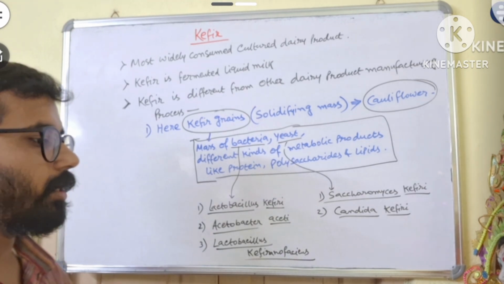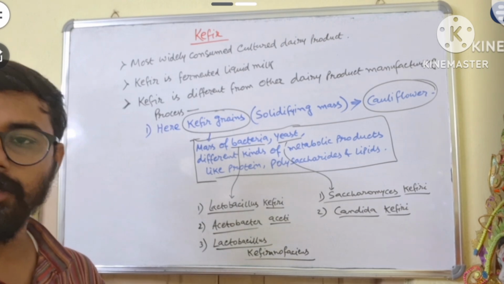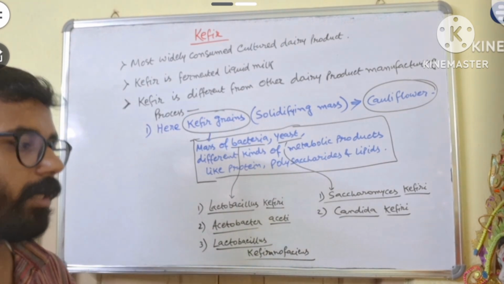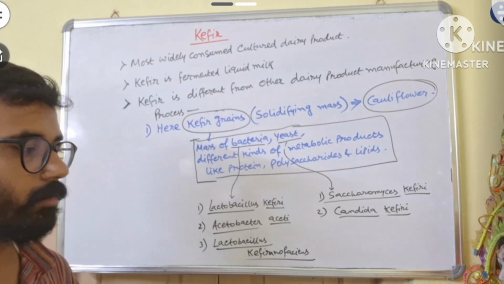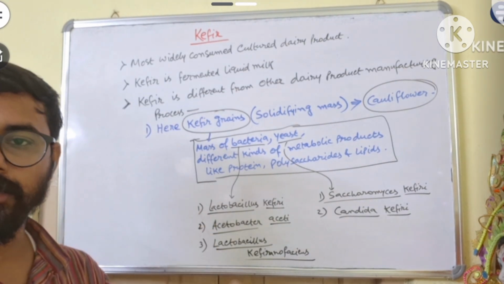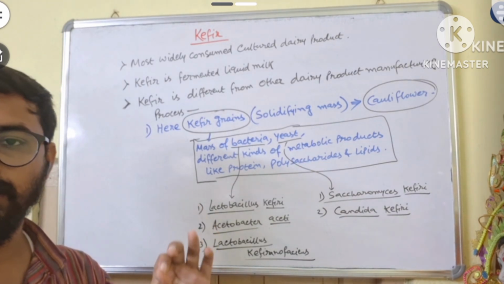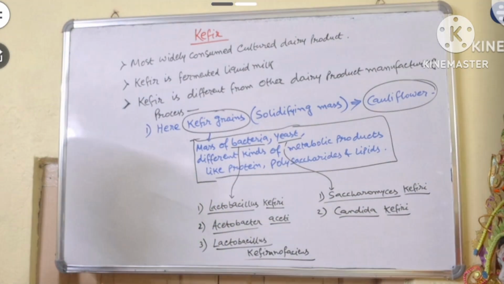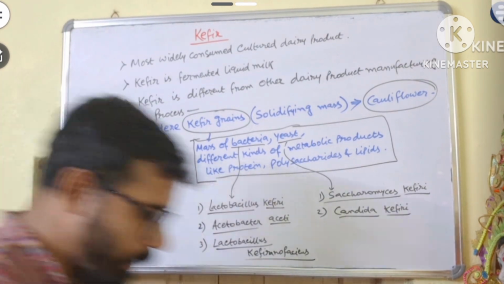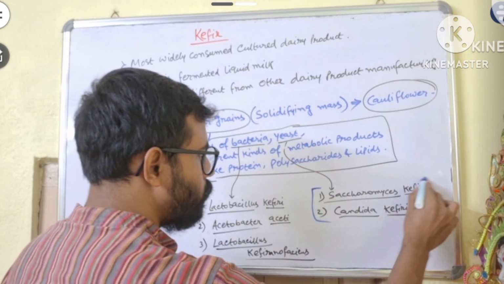Here, most of the students are going to be confused about how it works. It's a solidifying mass, so how does it work? Check the manufacturing step. So the first unique point of kefir manufacturing step is that here the starter culture is in the solid state.